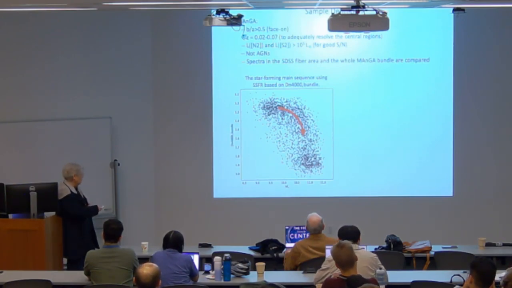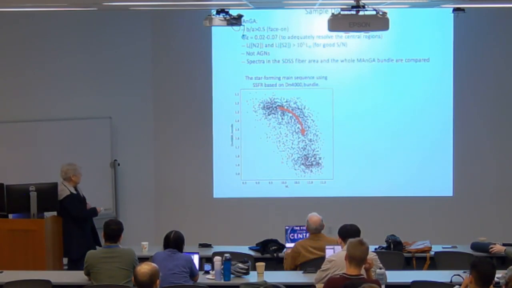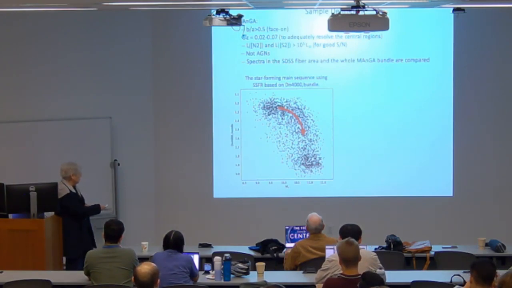So here's what the sample looks like in an effective stellar star-forming main sequence diagram. We're using here D4000 as a proxy for star formation rate and stellar population age, and this is mass. Just reminding you that our general picture is that galaxies increase in mass and quench. So in a general way, objects follow the arrow.